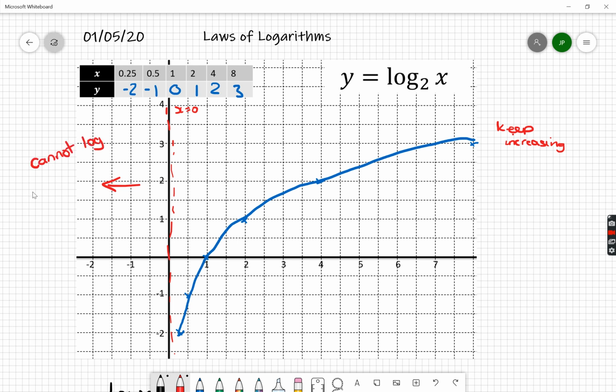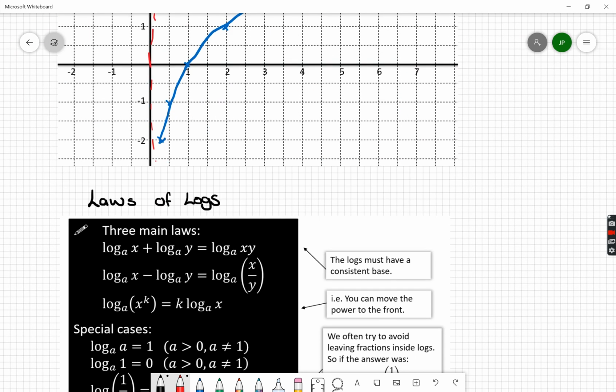Now that becomes really important when it gets to solving our logarithmic equations. So that's really important. As long as we have a rough idea of what they look like, guys, that's absolutely fine. We can always plug numbers in if we need to. Right, on to the laws of logs.